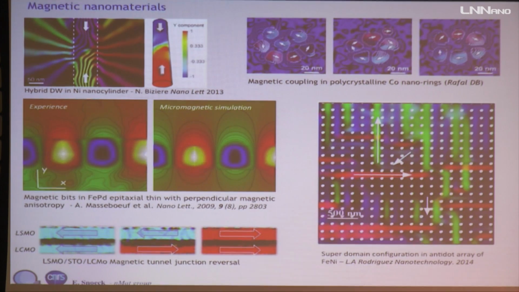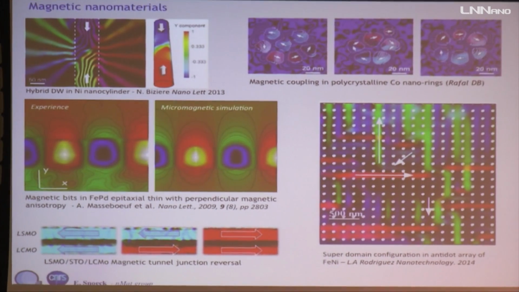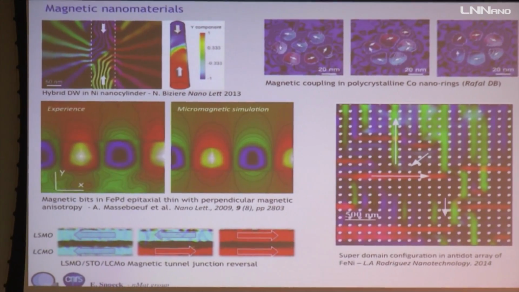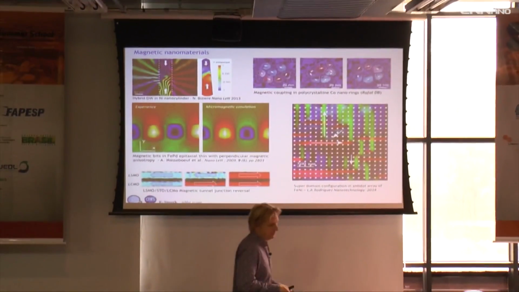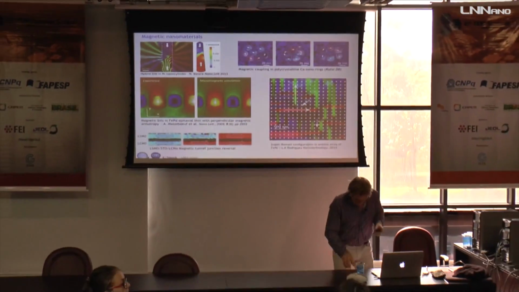So you will see iron palladium thin films, a magnetic tunnel junction, and this is done with Lorentz microscopy. So I will stop here, and tomorrow I have to check where I will be. Okay, I will illustrate some of the results, but this is done for today.